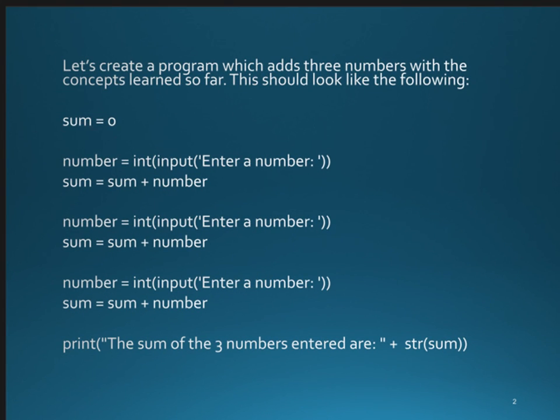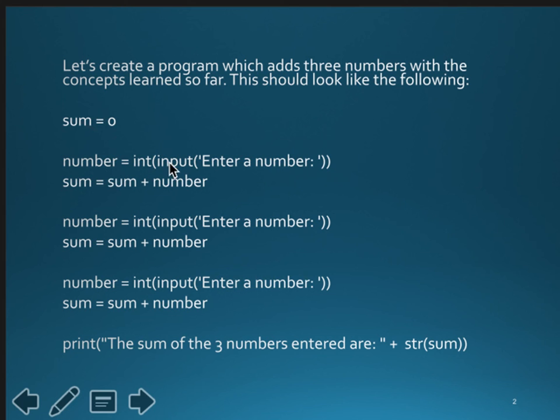Okay, so let's create a program which adds three numbers. This is a very simple program. And with the information you have learned before loops, you would write it as follows. You would have a sum, which is going to store the result of the addition of the three numbers, and this you can initialize to 0.